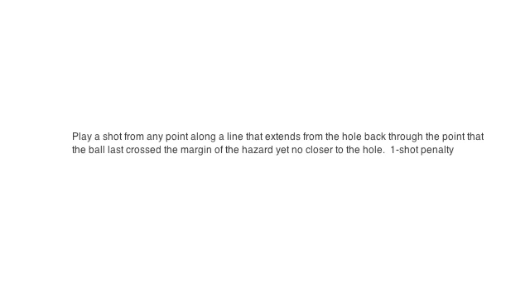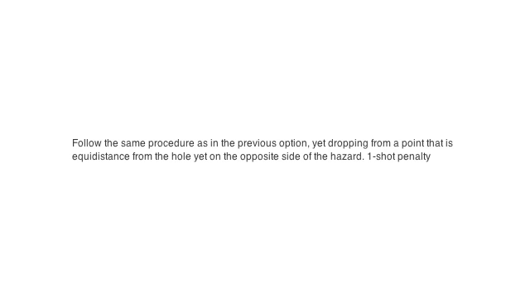Play a shot from any point along a line that extends from the hole back through the point that the ball last crossed the margin of the hazard, yet no closer to the hole. One-shot penalty. Follow the same procedure as in the previous option, yet dropping from a point that is equidistant from the hole, on the opposite side of the hazard. One-shot penalty.